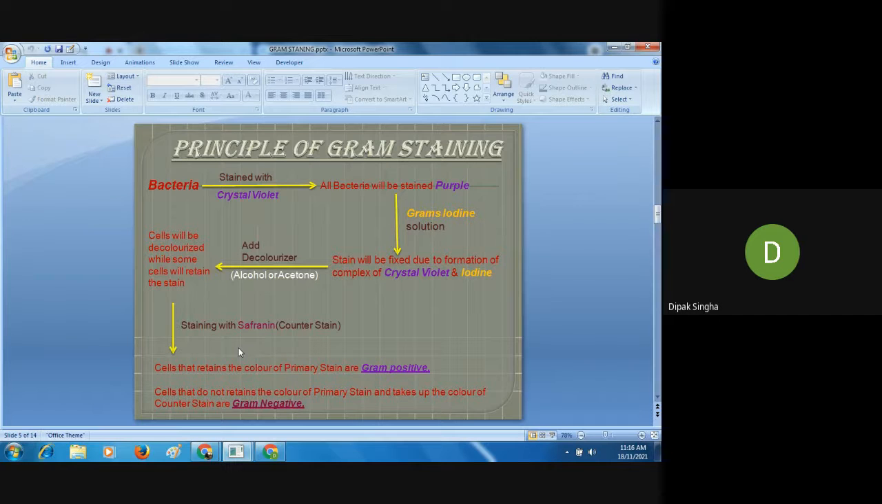Or sometimes some components are purple color, which means it is a mixed culture. The purple color containing microorganisms are gram positive bacteria, and those in the safranin dye or red color are gram negative. So it is a mixed culture. If it is all red color, that means gram negative. If it is all purple color, that is gram positive. If it is mixed gram positive and gram negative, then the color will be purple along with red color.